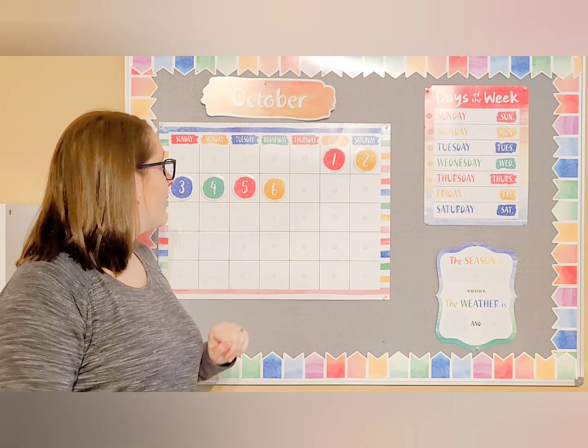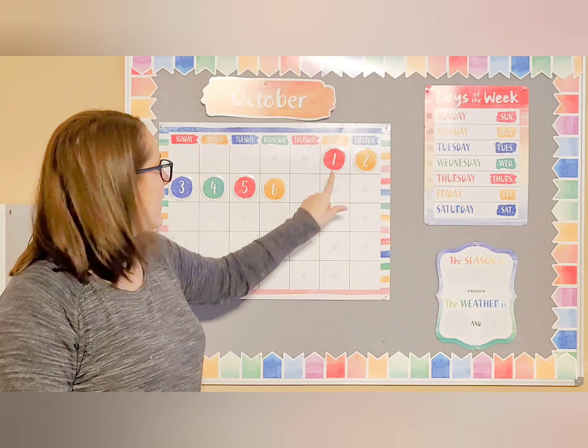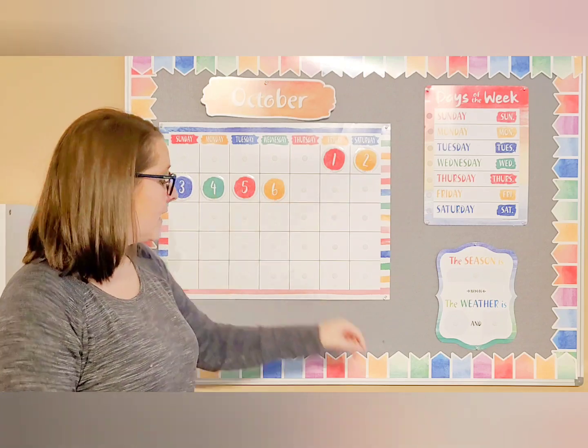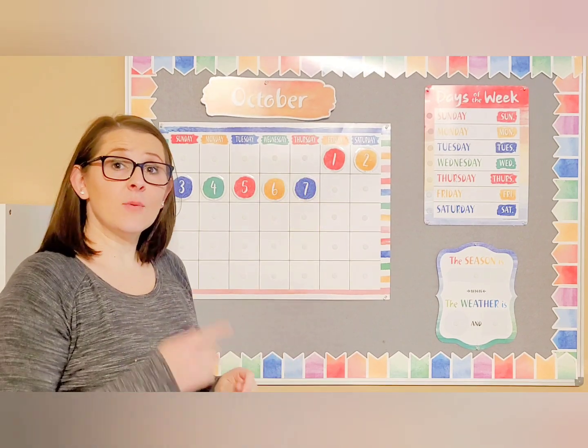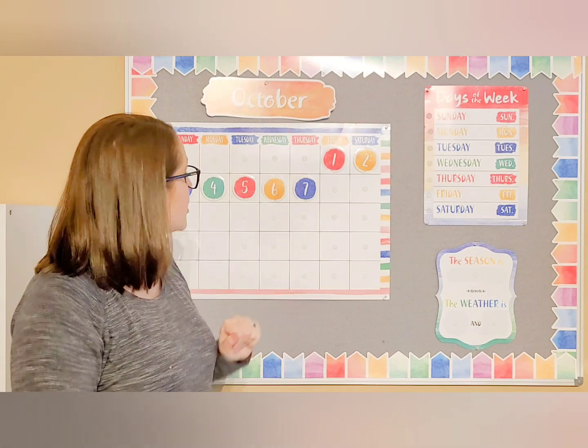We need to figure out what number day of October we are in. I bet you can count with me. These are so low, small numbers. Ready? 1, 2, 3, 4, 5, 6, and 7. And when it's the date, we say 7th. Today is the 7th day of October.